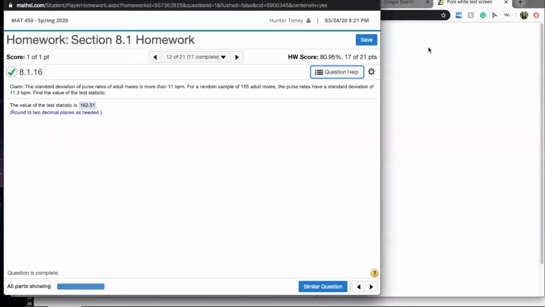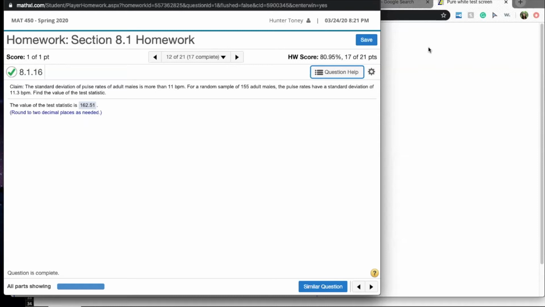Moving on to our next one, we did one for proportion, one for the mean. Now we're going to do one for the standard deviation. Our claim is that the standard deviation of pulse rates of adult males is more than 11 beats per minute. So we want to find, for a random sample of 155 adult males, the pulse rates have a standard deviation of 11.3. And then they tell us to find our test statistic.